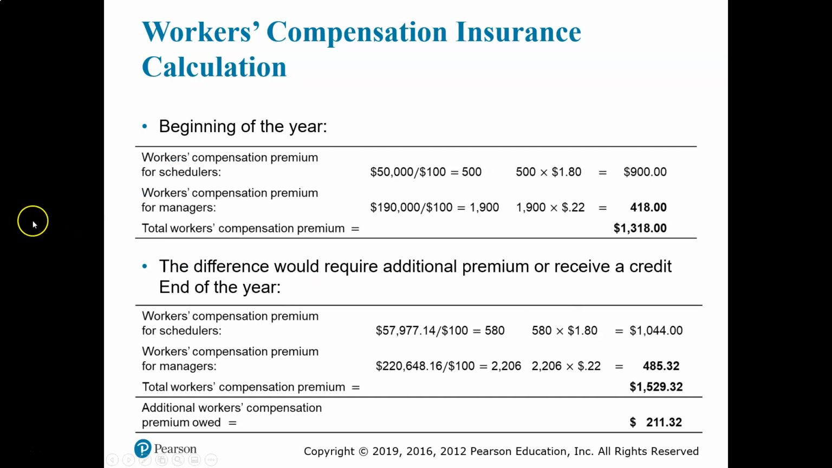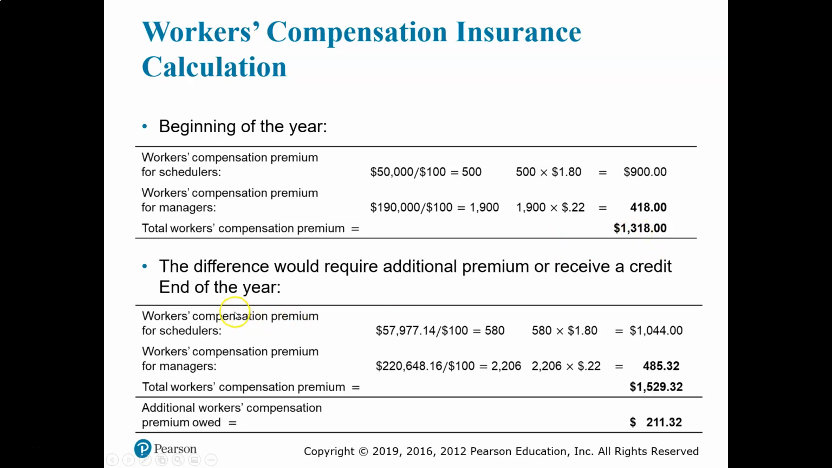Okay, so here's the calculation. At the beginning of the year, we have our workers' compensation premium. For schedulers, $50,000 divided by 100 is 500. So 500 times $1.80, 900 for schedulers. For managers, there was $190,000 in salaries divided by the $100 rate, times 0.22. So you get 418. So the total workers' compensation premium is $1,318.